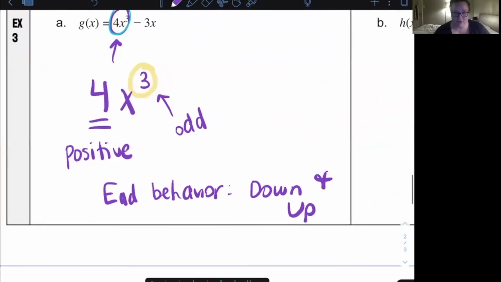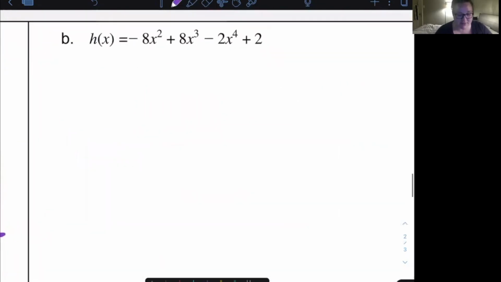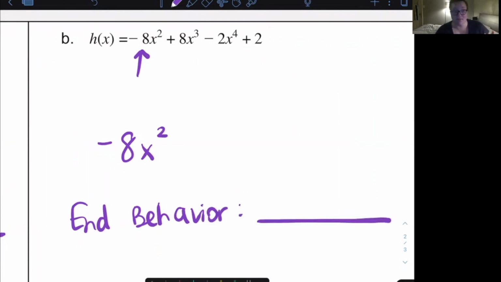All right. So now it's your turn. Look at h of x equals 8x squared plus 8x cubed minus 2x to the 4th plus 2. Look at that leading term, negative 2x to the 4th. By just looking at that term, I want you to tell me what the end behavior will be. So what is your end behavior? Up and up, down and down, down and up, up and down? I don't know. You tell me. Press pause and then press play when you're ready to check your work.